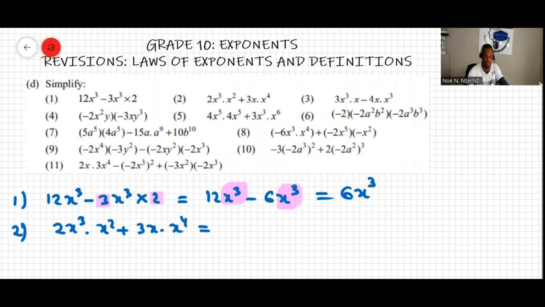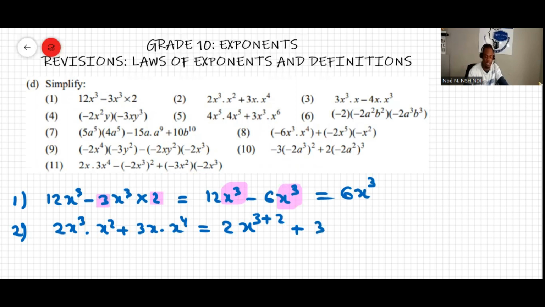So in this case, we have two terms. Okay. This is a term because it's a product. This is also another term because it's a product. So now let's combine. Let's first work out the first term. It's going to be 2x to the power of 3 plus 2. Okay. And then plus 3.